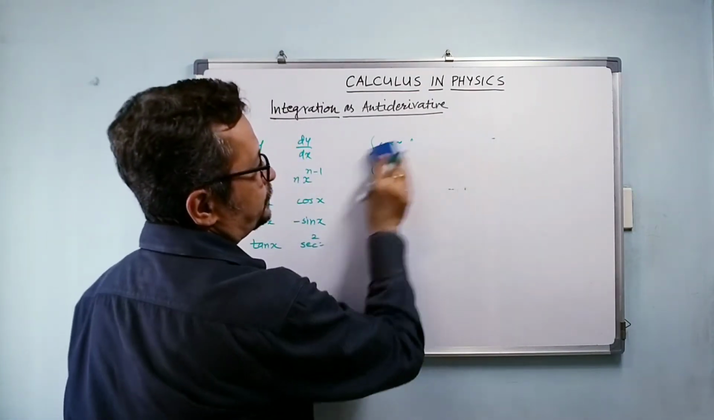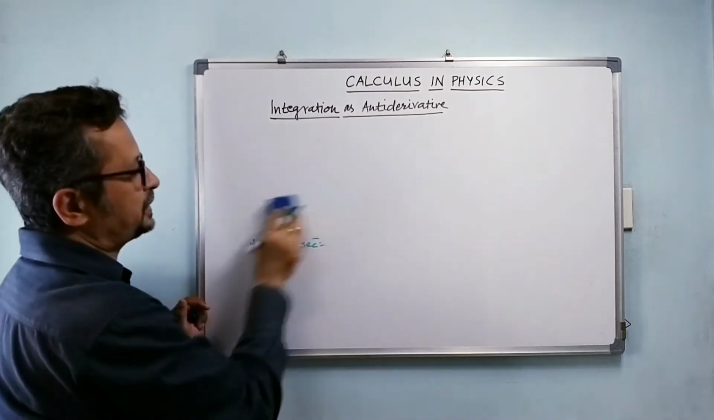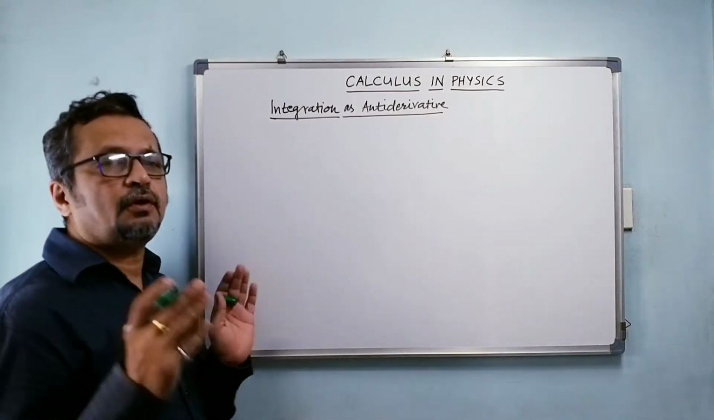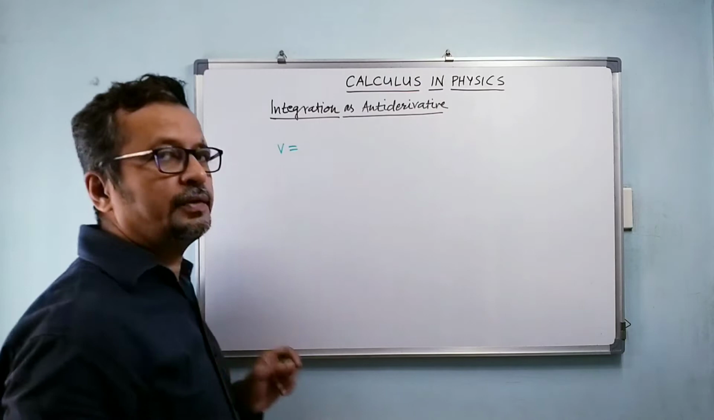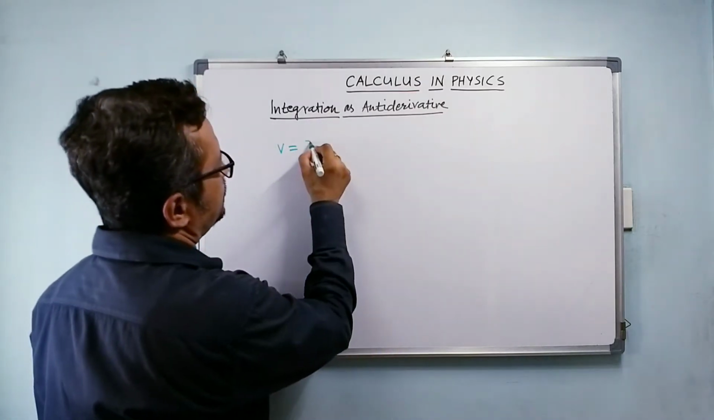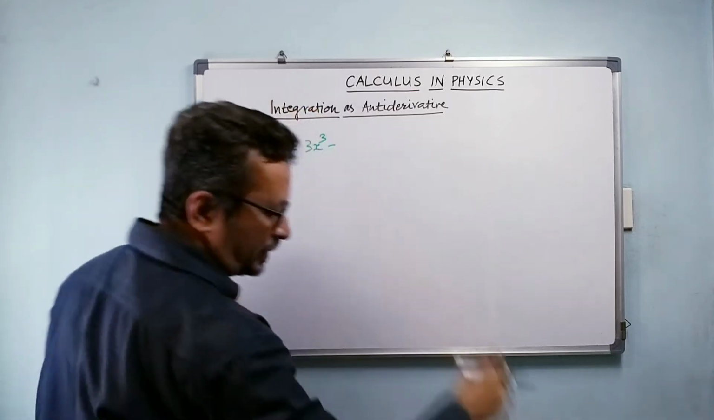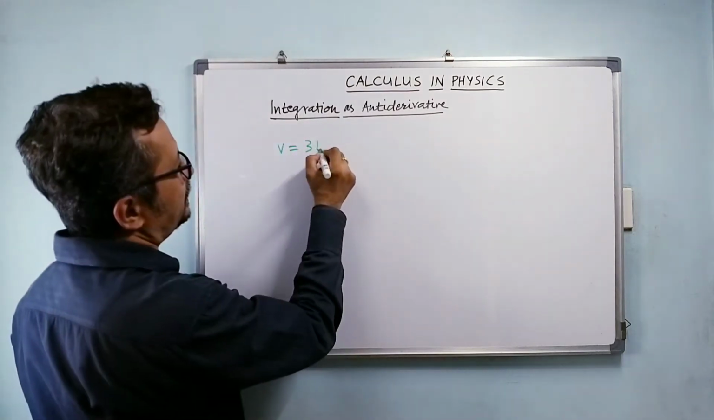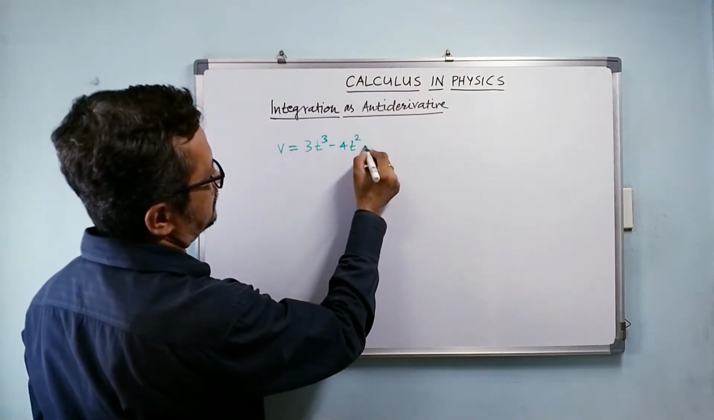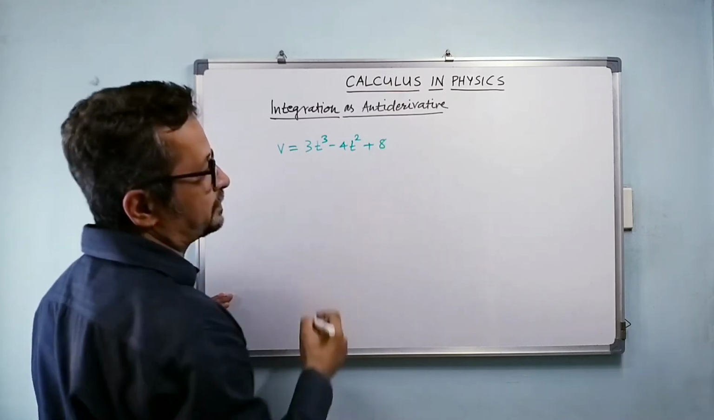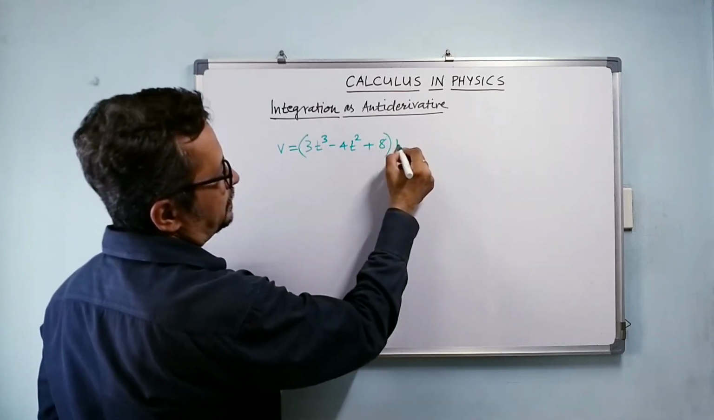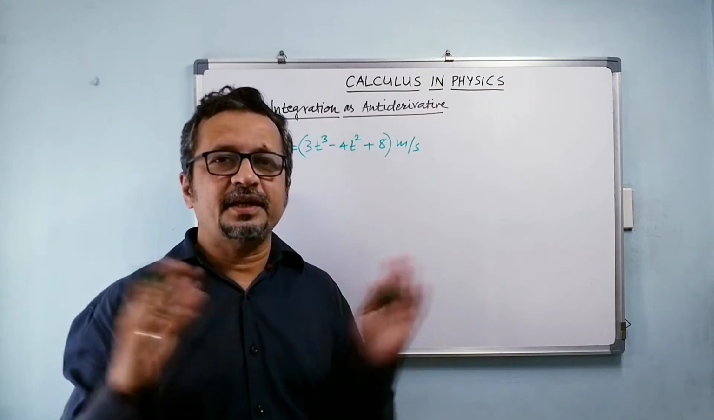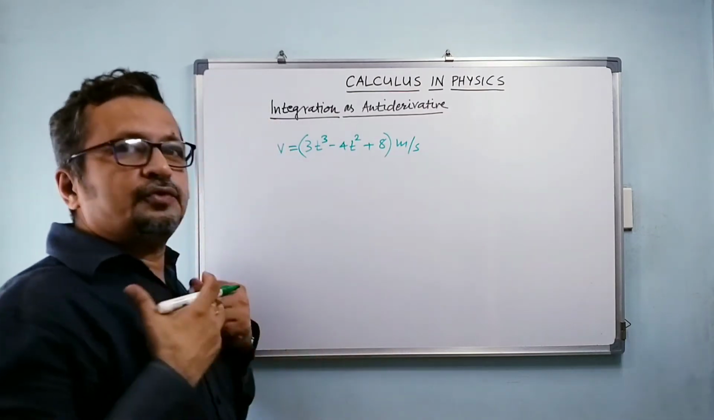Now I want to do some actual integration in physics. How do we do that? The velocity of a particle, v, is given in terms of time. Instead of x I have to take time, correct? So it is 3t cube minus 4t square plus 8, that many meter per second. Now we are using derivative as well as integration. So I want to find the acceleration.